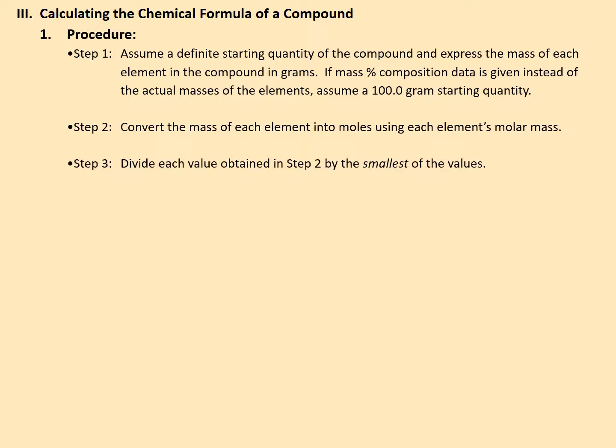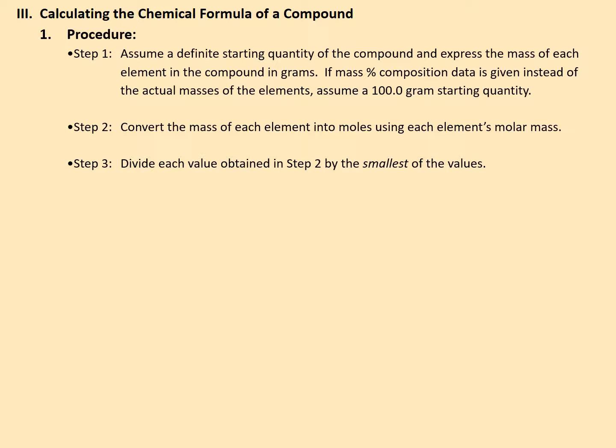Once that's done, we're going to have the number of moles of each of the elements in the compound. So here we're going to divide each of the values we obtained in step 2 by the smallest of the values. And in the next slides, we'll take a look at how to actually do this.